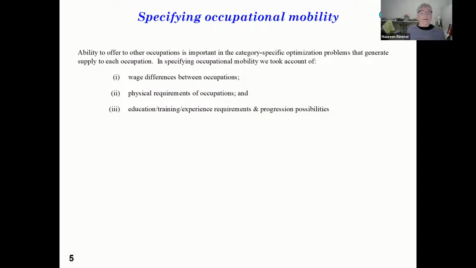Now we get to the messy bits of it. How do we specify occupation mobility? Jean had a lot to say about occupational mobility, and so do we. The ability to offer to occupations is important in the category-specific optimisation problems that generate supply to each occupation. In specifying occupational mobility, we took account of 3 factors. We took account of wage differentials between occupations. We took account of the physical requirements of occupations. And we took account of education, training and experience requirements and progression possibilities from one occupation to the other.